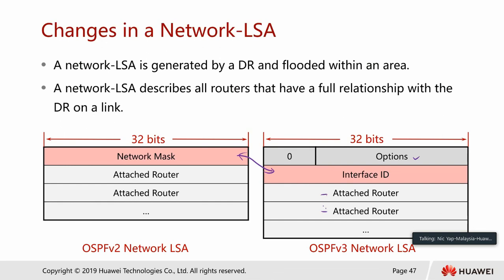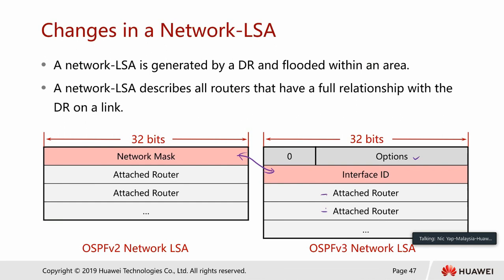Who are attached into this transit network? That is what they are going to be concerned with. And this option field describes the capability set of all the routers on the link. It tells what the capability of the DR is, and it does not affect the LSA transmission. It just tells what type of capabilities within this transit network they can support within these areas.